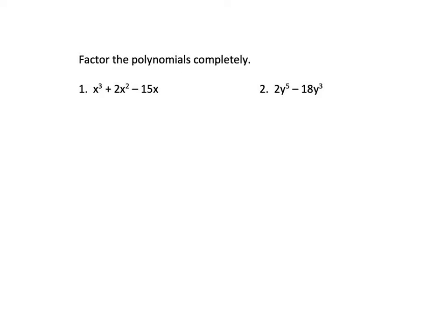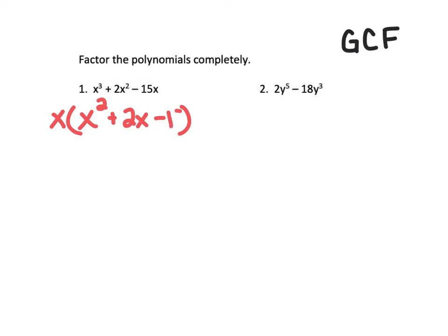So we're going to factor these polynomials completely to remind you of the steps that we've always done. First of all, no matter what type of polynomial it is, you're going to look for a greatest common factor. I notice in this first one that there's an x in all three. Leading coefficient's 1, so x is going to be the largest thing that I can factor out of both. If I divide each by x, I would get x squared plus 2x minus 15.